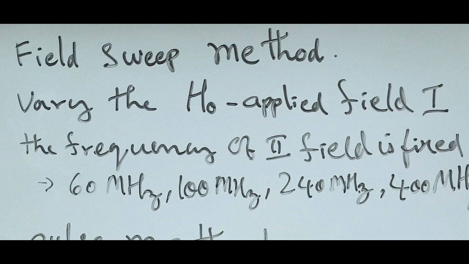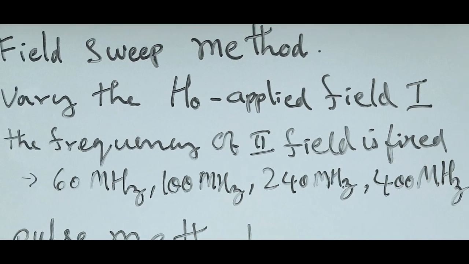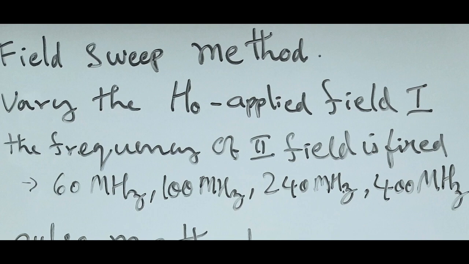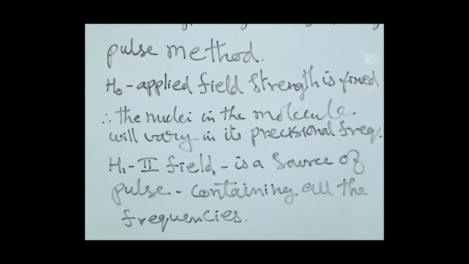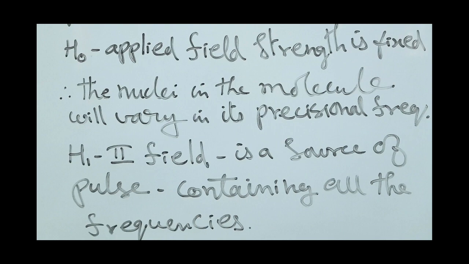Based on the frequency of the fixed source, we have different instruments, namely 60 megahertz instrument, 100 megahertz instrument, 240 megahertz instrument, 400 megahertz instrument, like that. In the pulse method, you are not varying the magnetic field. You are fixing the magnetic field H0, that is the applied field. What happens? The different nuclei are in different environments, so their magnetic moment values will vary. As a result, the precessional frequency will vary, and they will require different frequencies to go to the excited state. So there will be variation in the frequency of the nuclei present in the organic molecule when you fix the applied magnetic field H0.